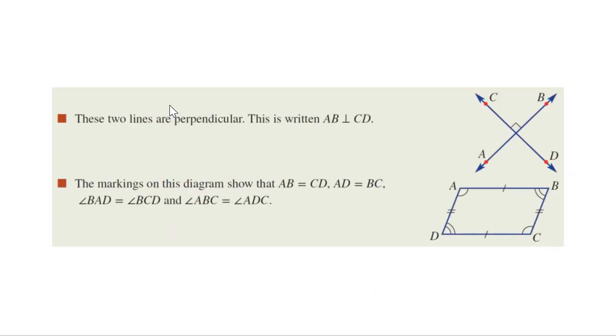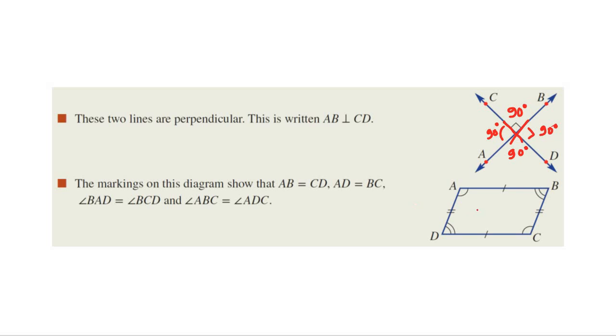Next, these 2 lines are perpendicular. What do you mean by that? Perpendicular means when the measure between them is 90 degrees. The 2 lines intersect each other at an angle of 90 degrees. So it is 90 degrees here, 90 degrees here, everywhere it is 90 degrees.